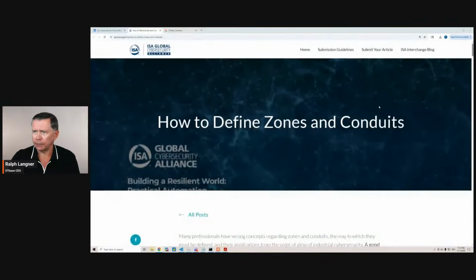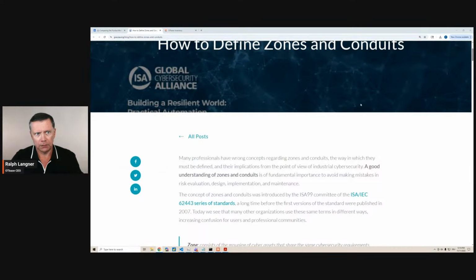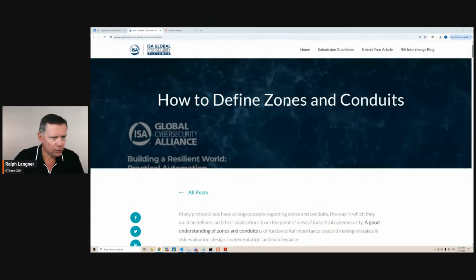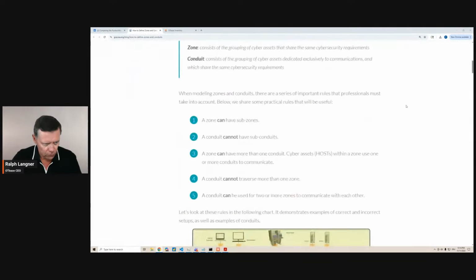And I found one interesting blog post. Let me show you that again. That is the safe material that I can show without getting sued. That's by ISA, and just keep in mind, ISA 99 was the original organization that developed the standard until it was overtaken by IEC. So this is about how to define zones and conduits.